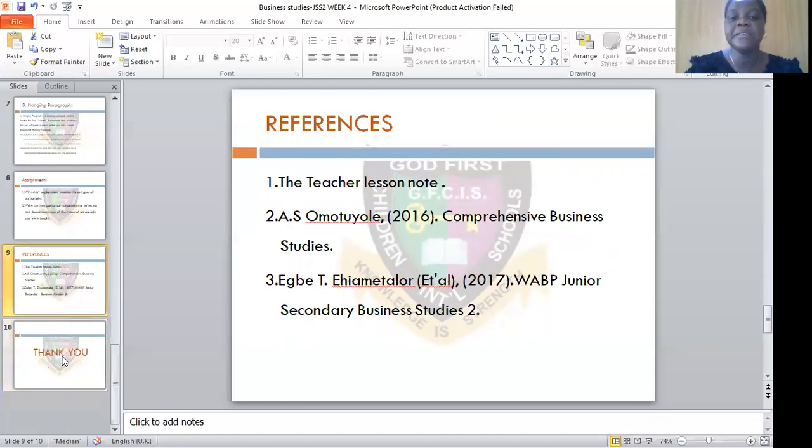And you can reference this lesson note on the website that we have uploaded. You can as well use AS Omotuyole, Comprehensive Business Studies, and as well EGBE, AEM, you can use it as well.